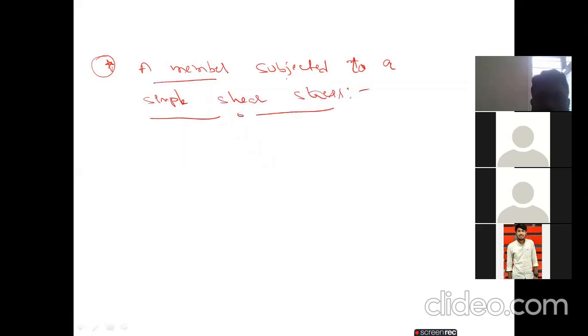So today we are going to discuss this derivation. When a member, we are taking a member.